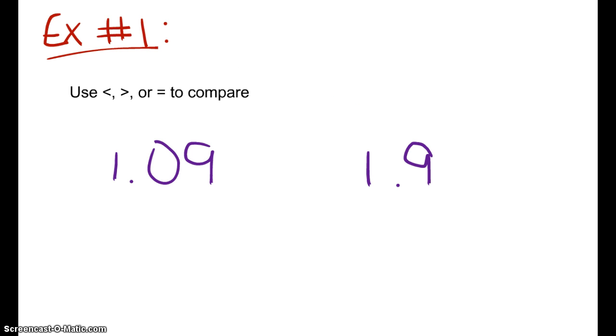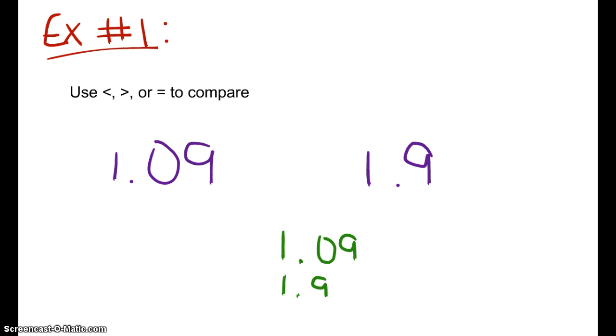Example number 1, we're going to use our greater than, less than signs or equal sign to compare our two numbers. So when we talked about whole numbers, we lined them up, and we're going to do the same thing with the decimals. Now what's important to remember is that the decimals have to line up exactly. So we have 1 and 9/100 and 1 and 9/10.